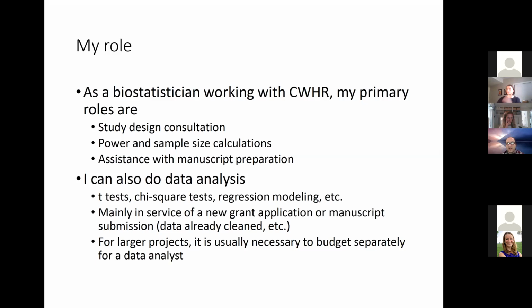So again, I'm perfectly happy to do some data analysis for you if it's to help with a manuscript or power and sample size for a new grant. But unfortunately, I don't have the time to do data cleaning or anything like that. So a key point here is that when you're planning a study, you need to budget for a biostatistician and a data analyst or data manager, and those are slightly different positions as well.